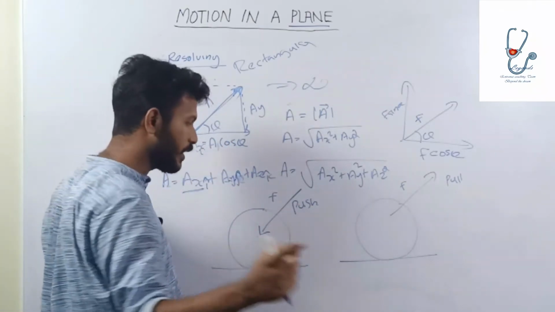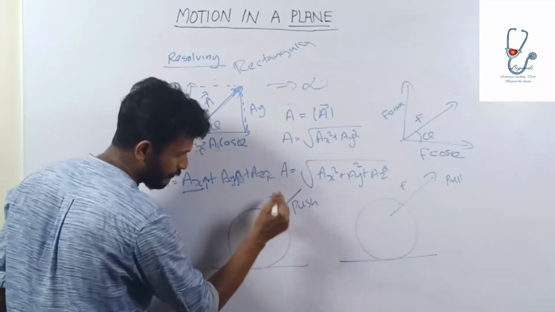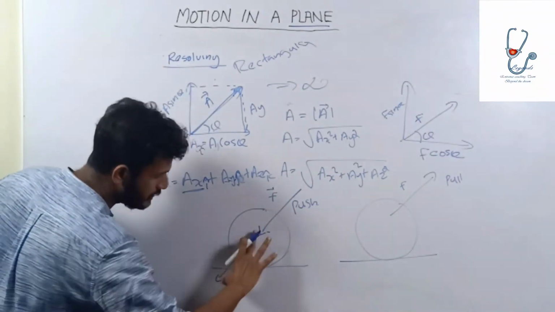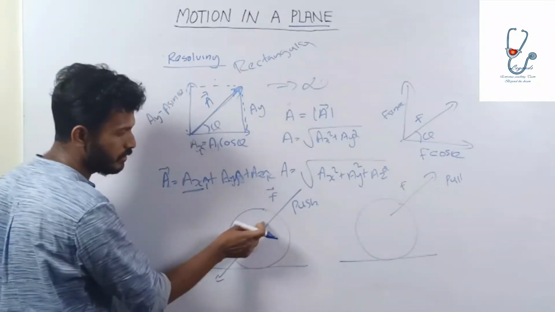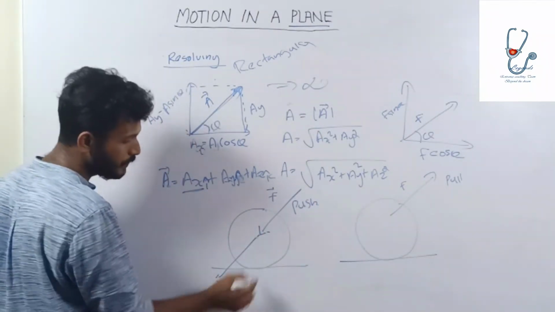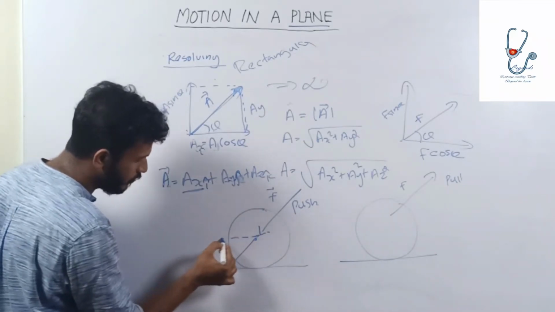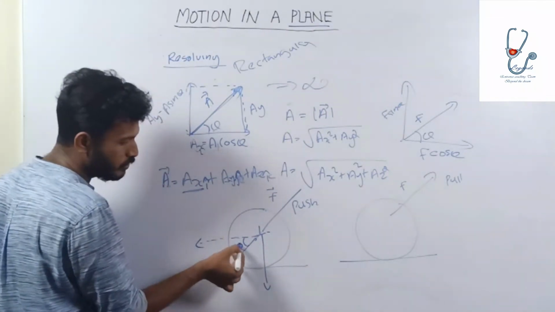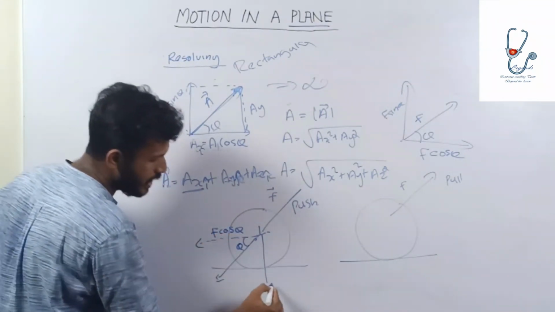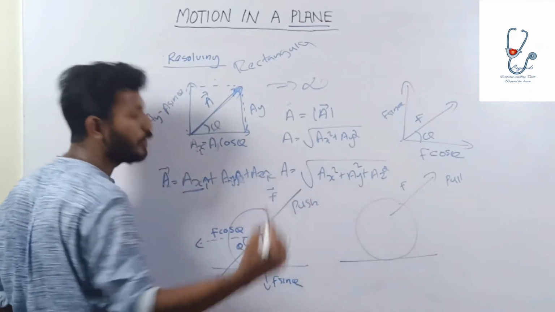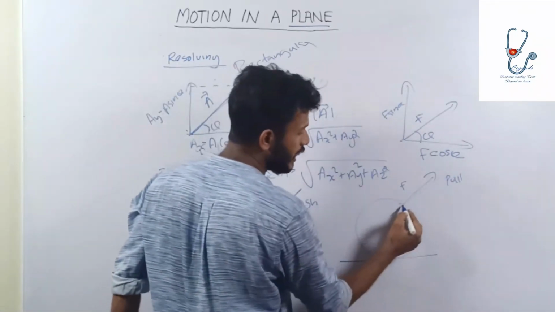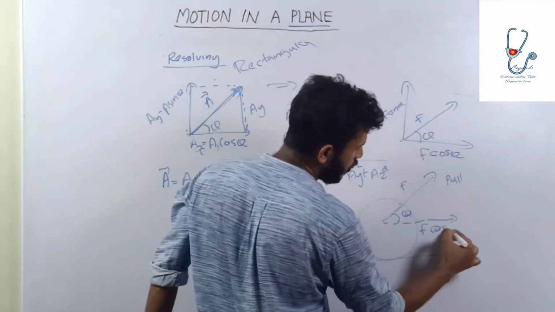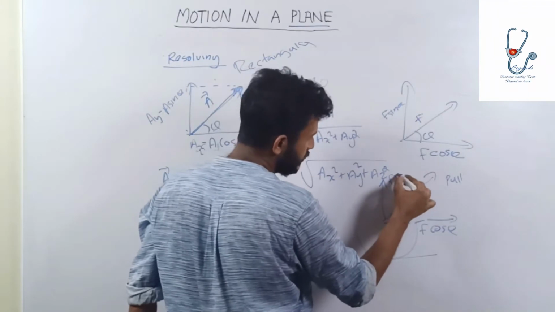Equality of vectors. This vector F can be replaced like this: same magnitude, same direction. So this vector F can be resolved like this. This is theta, the angle made with the horizontal. This is F cos theta and this is F sin theta. And this is pull. It can be resolved like this. Angle is theta. This is F cos theta and this is F sin theta.